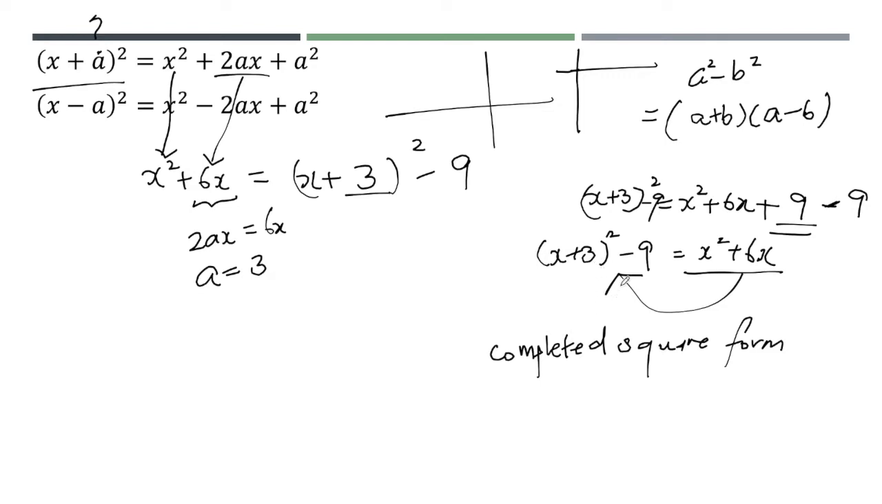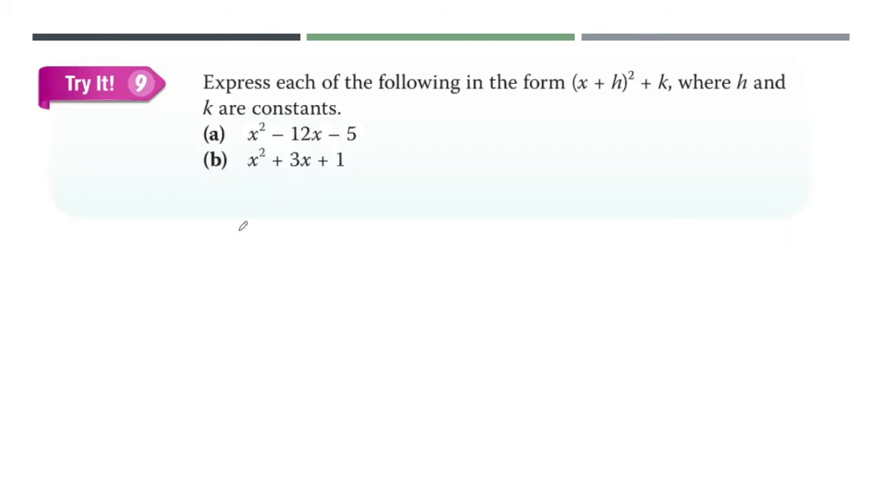So some of you will be like, I sort of get it, but I'm not too sure. Okay, I roughly know where this 3 comes from. I roughly know where this minus 9 comes from, but I'm not quite sure. Don't worry, a few more examples coming up. So express this in this form. Okay, this is a completed the square form.